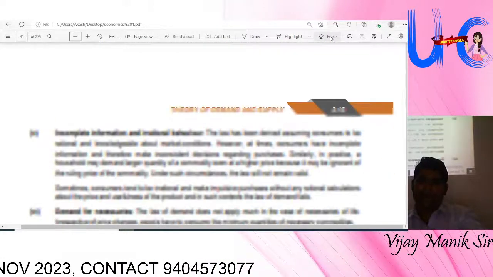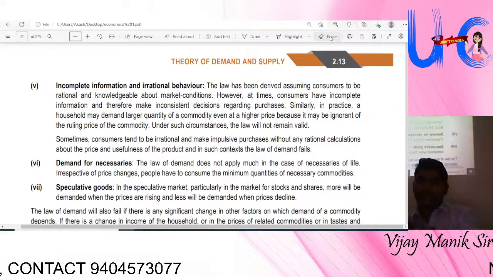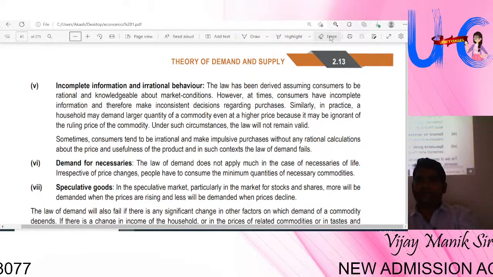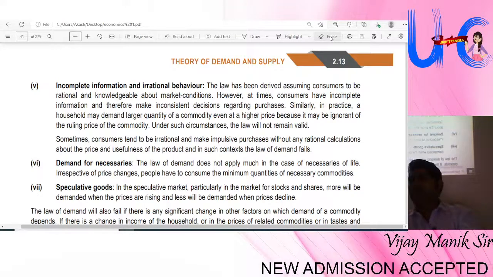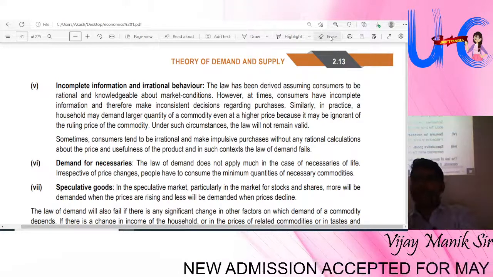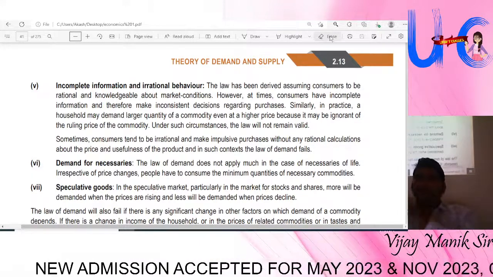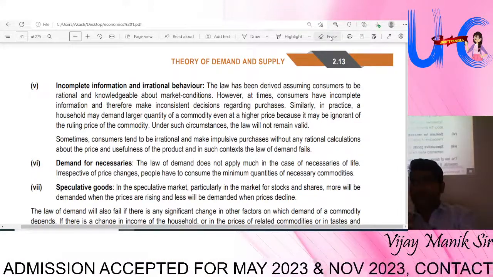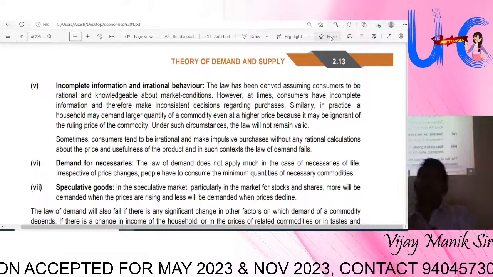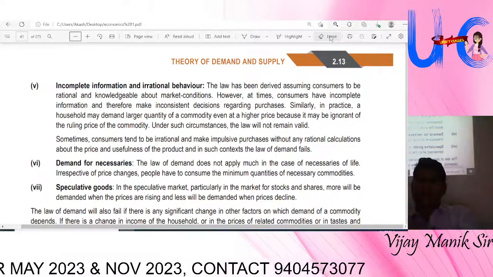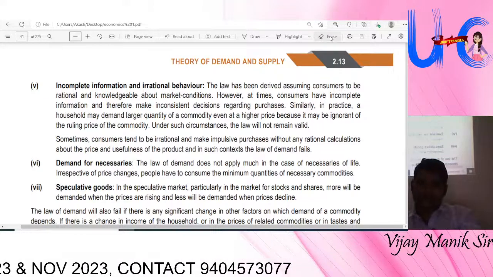Next one is incomplete information and irrational behavior. It is also applicable in the same way. They don't have sufficient knowledge of the market, how the market is working, which are the policies to sell the commodities and all. We can say that these people are the victims of the publicity for that particular commodity.